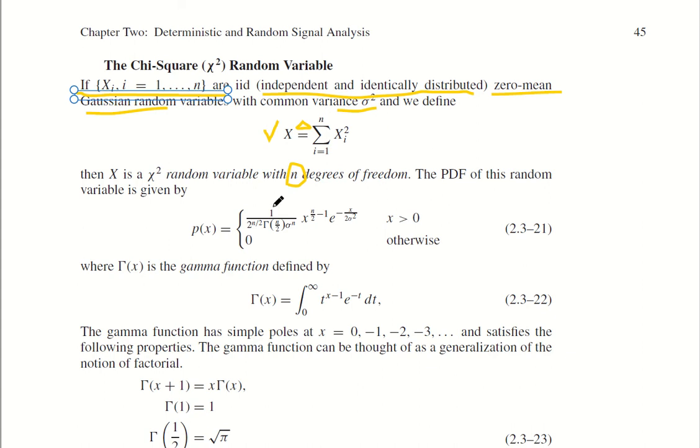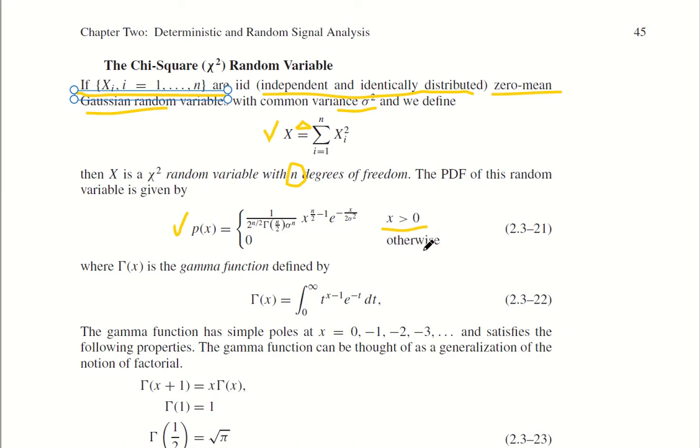So the PDF of this random variable is given by this. Okay, so let's take a look. It's p of x equal to 1 over 2 to the n divided by 2, gamma n divided by 2, sigma n, x to the n divided by 2 minus 1, exponent minus x divided by 2 sigma squared. It's for x larger than 0.